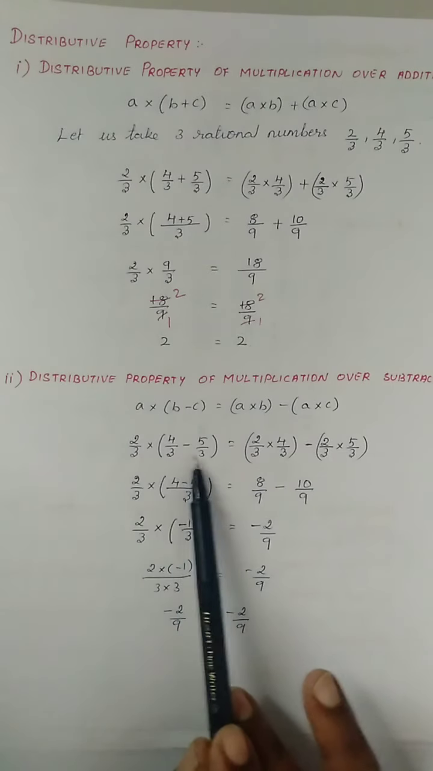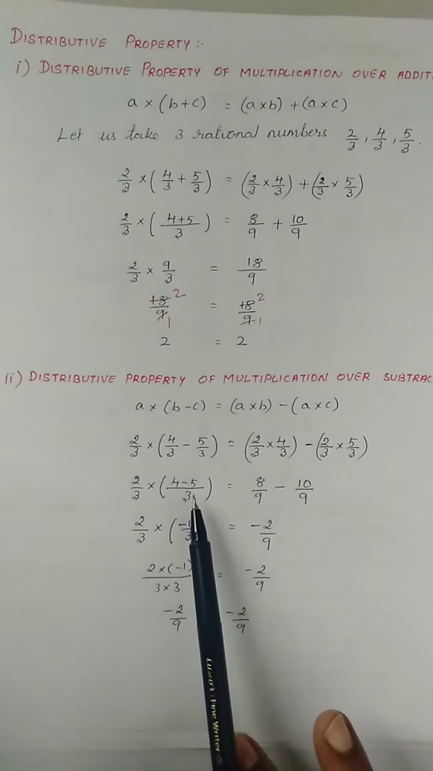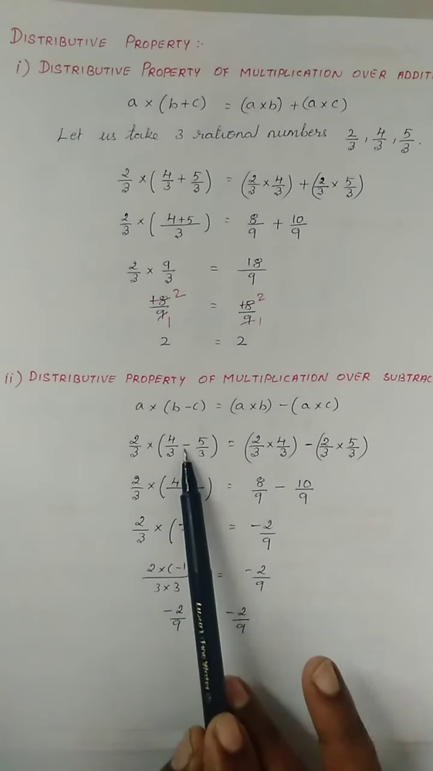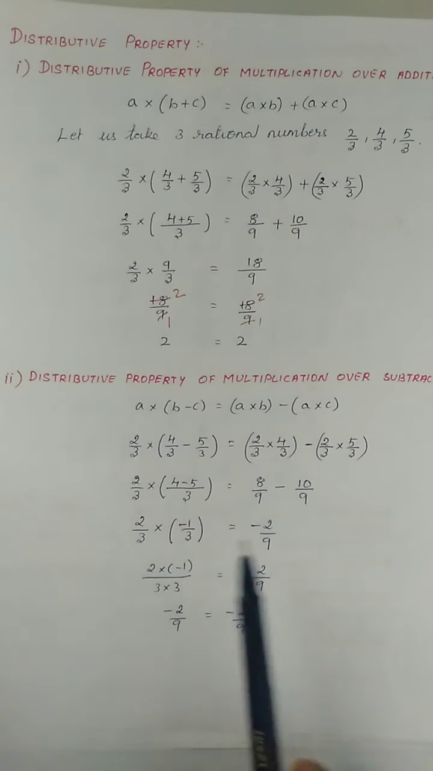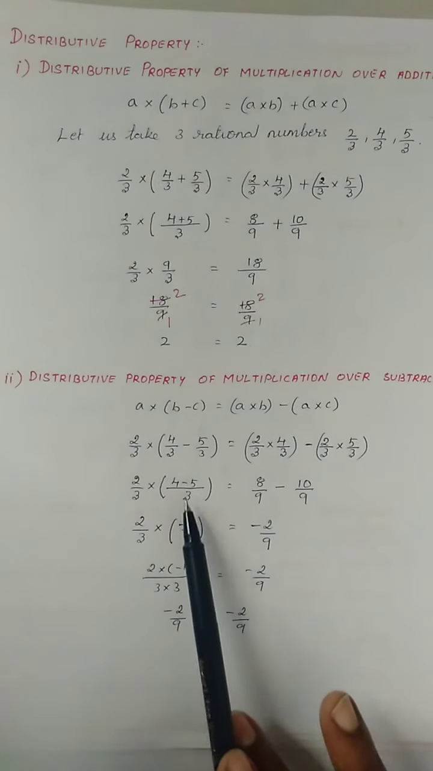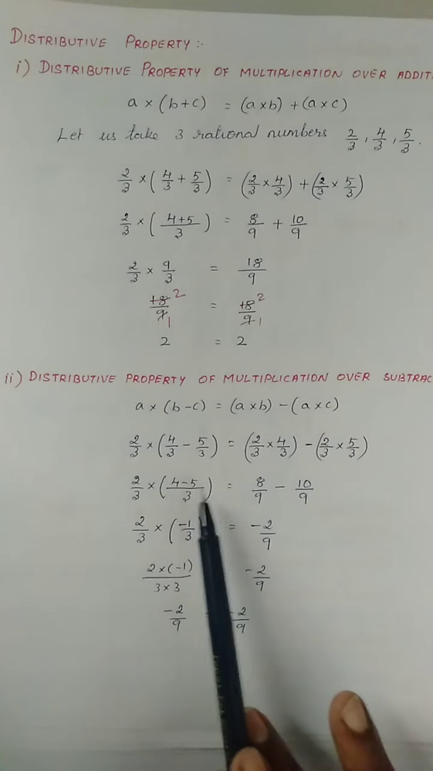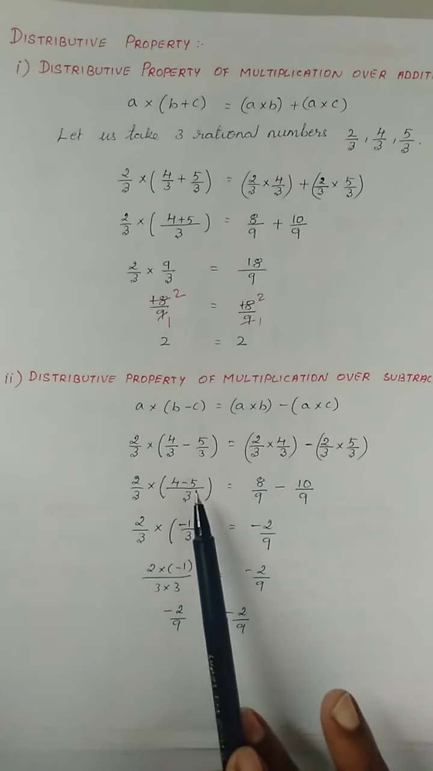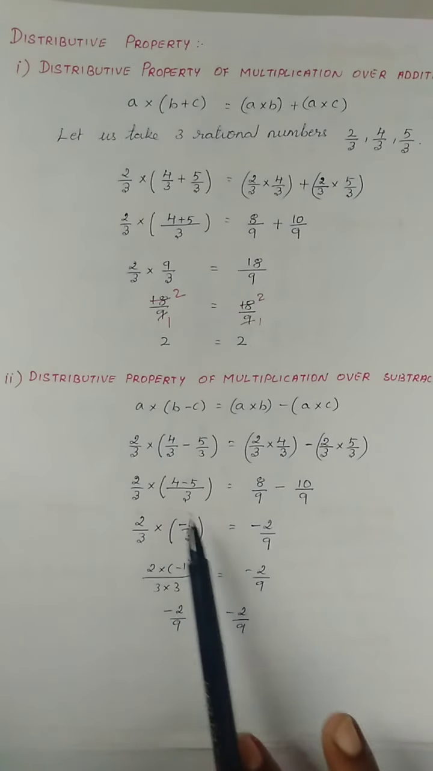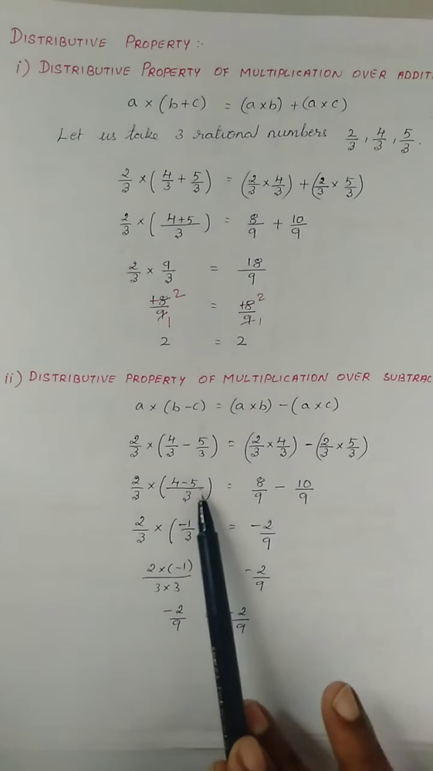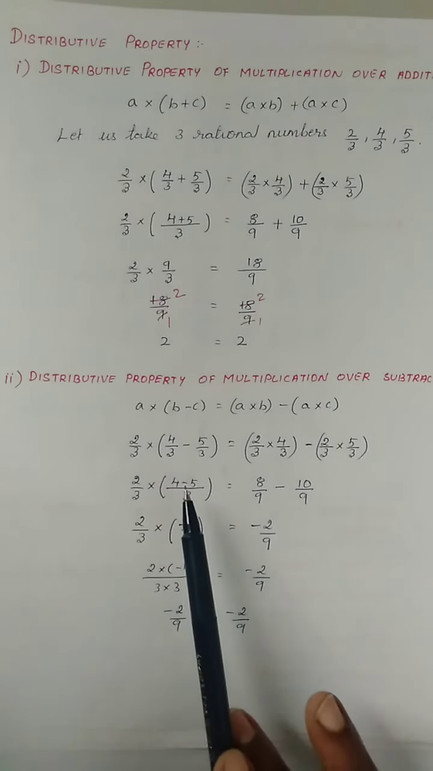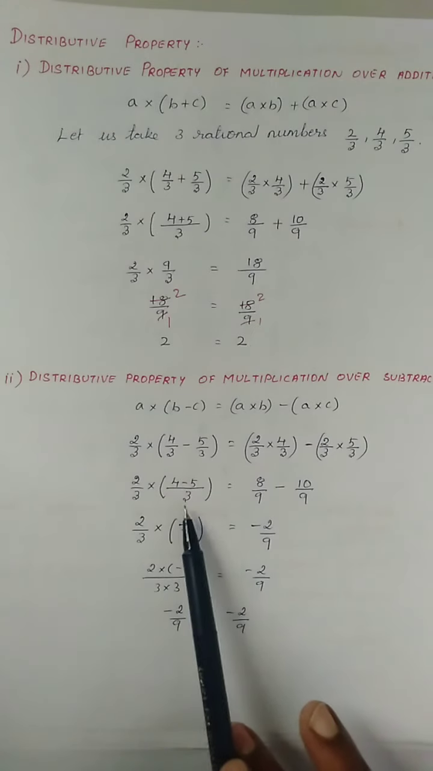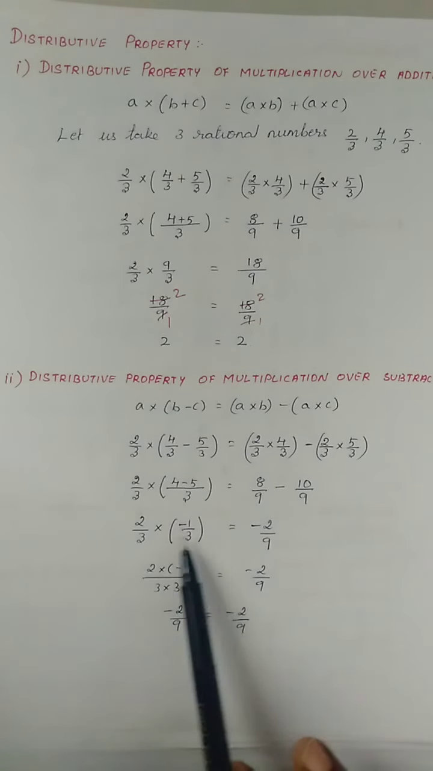Since the denominators are same, write the same denominator and subtract the numerators. So 4 minus 5. Since in 4 minus 5, 5 is the greater number, subtract the numbers: 5 minus 4 is 1, and write the greater number's sign, minus, in front of 1. So 4 minus 5 by 3 is equal to minus 1 by 3.